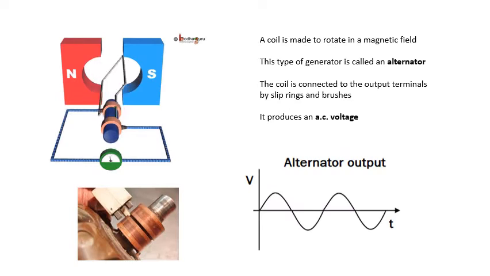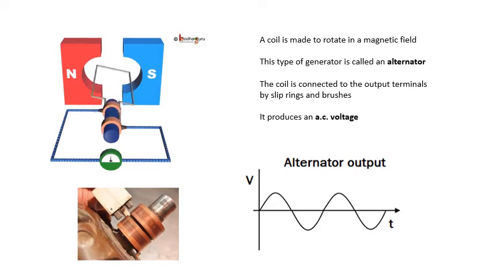And yet another good animation that I've pinched. Now, there are two types of generator that we need to know. And basically, they've both got coils rotating in magnetic fields. But this type of generator is called an alternator, and it produces an AC voltage. I've done a video on AC already. If you look at this, that's what an AC voltage looks like. Positive, negative, positive, negative. So an alternator produces an AC voltage.